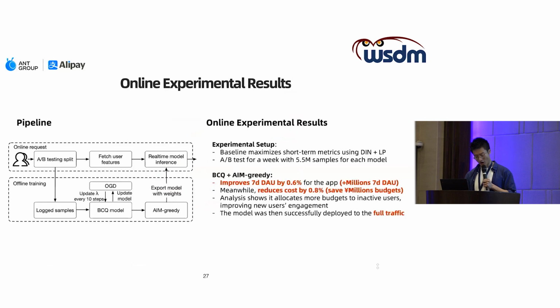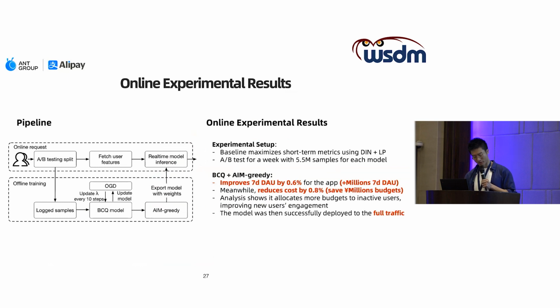With this promising offline experimental result, we deploy the BCQ and AIM greedy to our large-scale online marketing campaign. The left figure illustrates the online request serving process and the offline training procedure. On the right, we show the online experimental result.